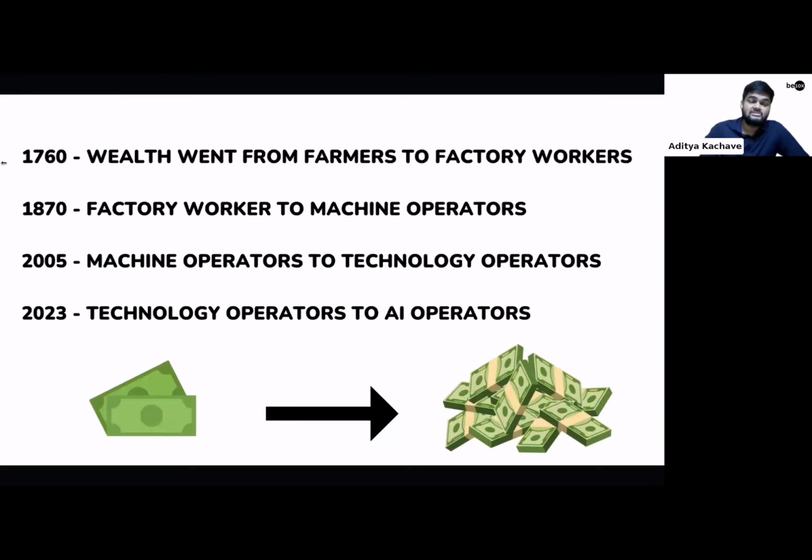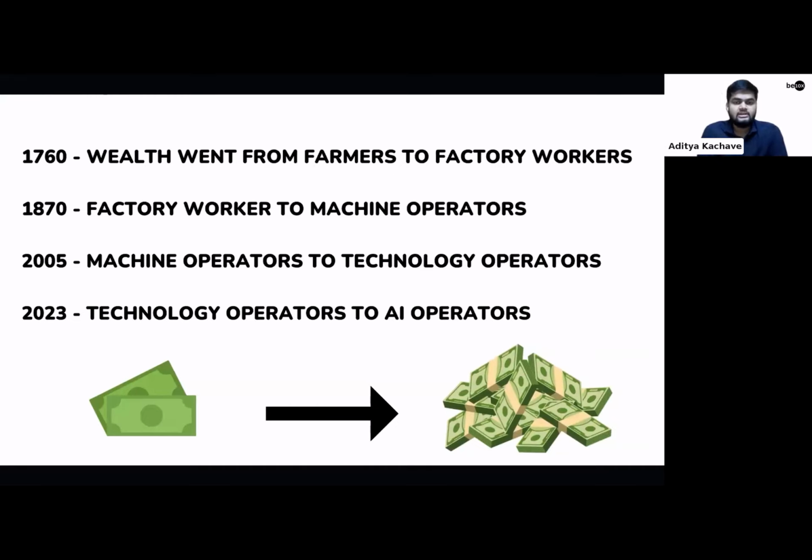farmers, right? In the 1870s, when the machine revolution happened, when the second industrial revolution happened, factory workers were getting paid less, and machine operators were getting paid really high. Why? Because machine operators were able to produce a lot of output, right? In 2005, in the third industrial revolution, machine operators were replaced by technology operators. And we can see technology operators around us. The people working in the IT industry are the upper middle class or middle class of India, right? And they are really, really rich as compared to other people working on the factory floor or others, right? So machine operators were replaced by technology operators.